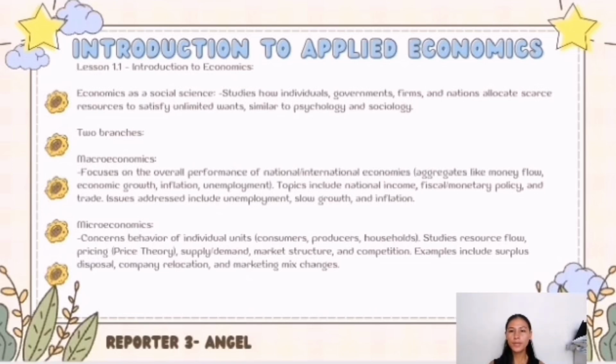So, economics has two branches, which are macroeconomics and microeconomics. Macroeconomics focuses on the overall performance of national or international economies, aggregates like money flow, economic growth, inflation, and unemployment. Topics include national income, fiscal and monetary policy, and trade. Issues addressed include unemployment, slow growth, and inflation. So macroeconomics studies the economy as a whole, for example inflation, the rise in prices of gas or goods, and the effects of government laws in our country.